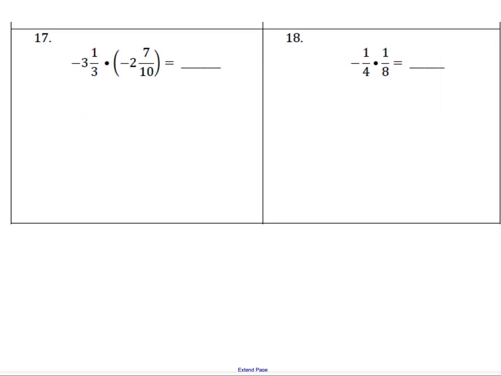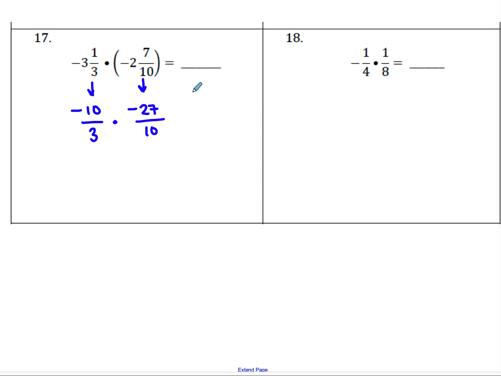All right, let's try this. Why don't you pause the video, try these next two on your own. Okay, let's check our answers. First step, again, is to make these into improper fractions. 3 times 3 is 9, plus 1 is 10. That's going to be a -10/3 times. 10 times 2 is 20, plus 7 is 27. -27 over 10.